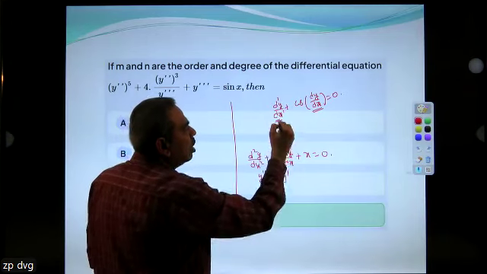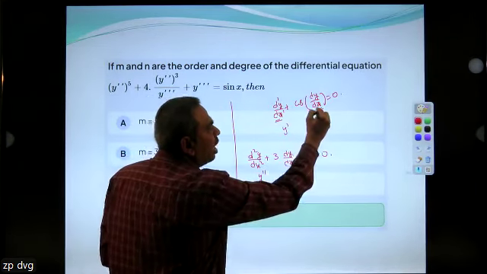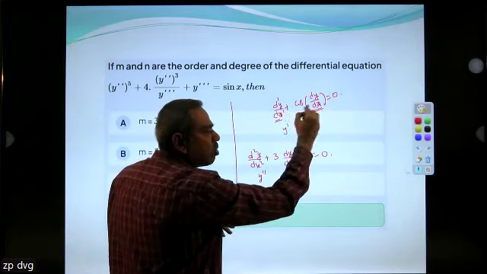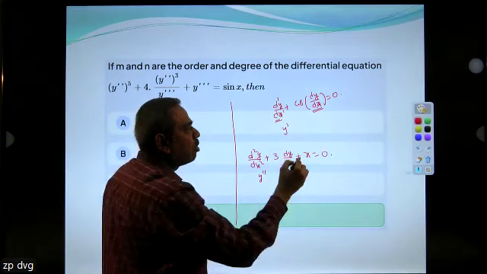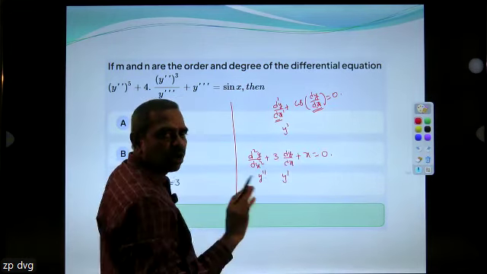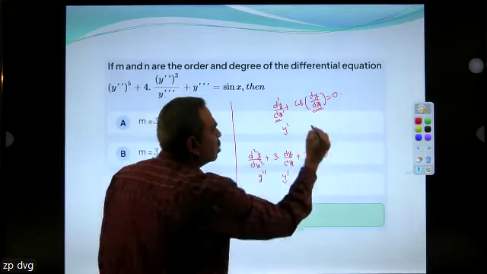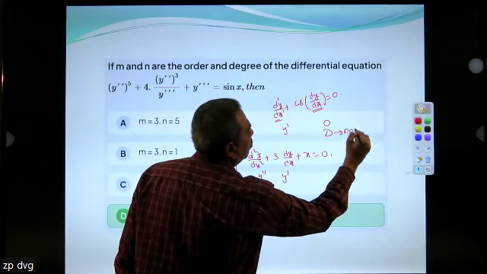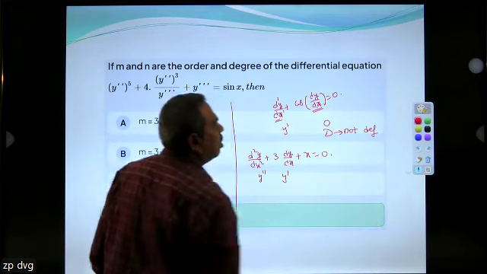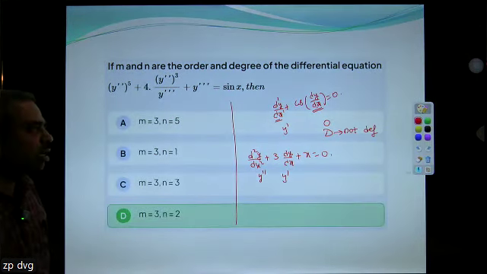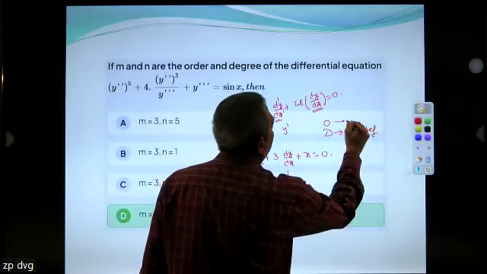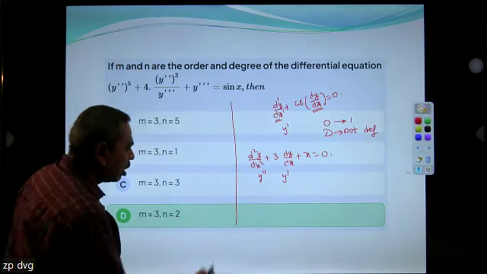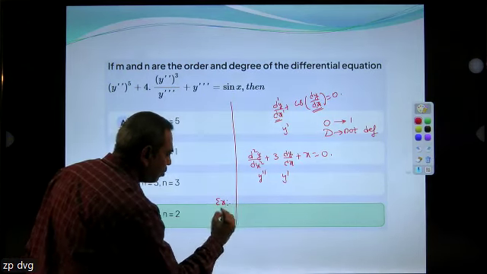If you see this question, here y dash is there, but here y dash is not separate. It is in cos form. So if inside cos, inside sine, this type of forms are there, okay, this is not a polynomial equation in derivatives. So for this one, order is defined, degree is not defined. Okay. So for this one, order is defined and degree is not defined. So what is the order for this type of equations? 1.